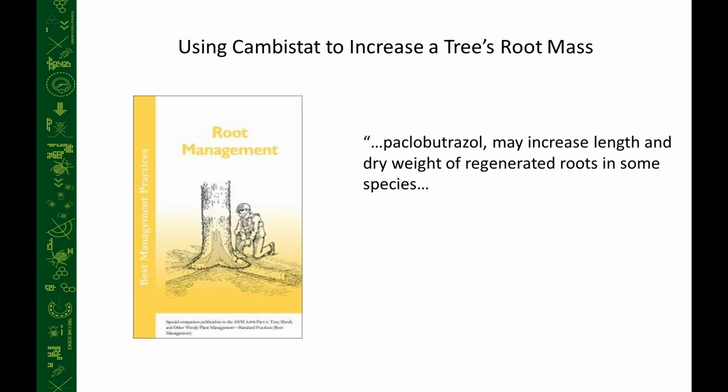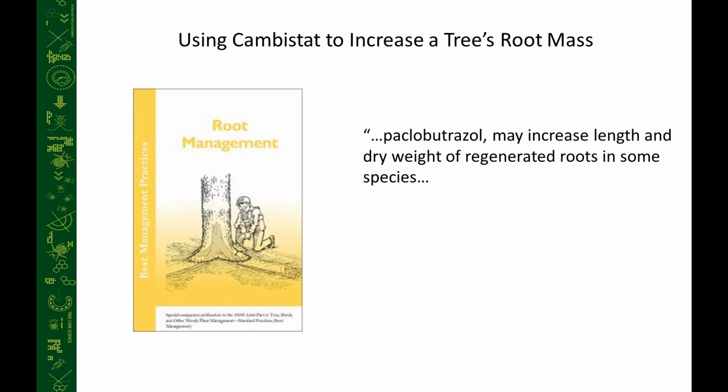It's interesting to note, so those of you who do not own this best management practice published by the ISA, I would highly recommend it for many reasons. There is a best management practice published by the ISA on root management. And within this industry best management practice, there is a quote that says paclobutrazol may increase the length and dry weight of regenerated roots in certain species. So this is not only within the literature, but it is also part of our published best management practices when it comes to managing roots.